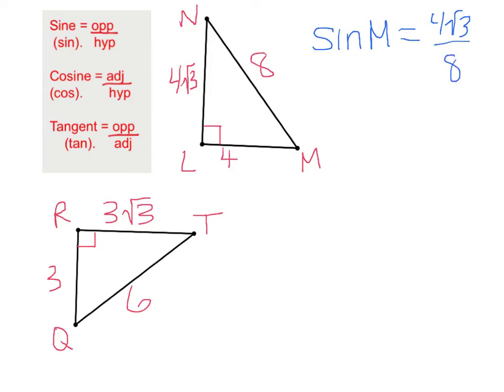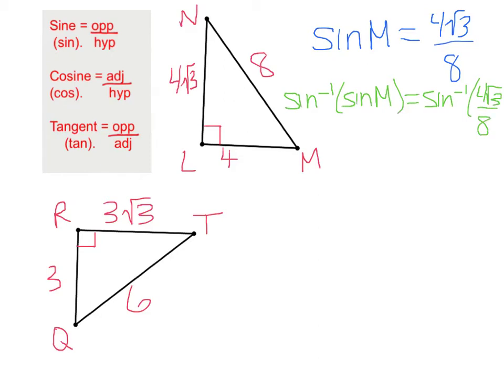Okay, you might know this because it's a special right triangle, but I want to show you some notation. Like in any equation, we want to find M, so we want to isolate M. So what we're going to do is take the inverse of sine on both sides. This is going to look kind of weird, so let's just look at it for a second. This is how we write the inverse. We're going to do that on both sides. 4 root 3 over 8.